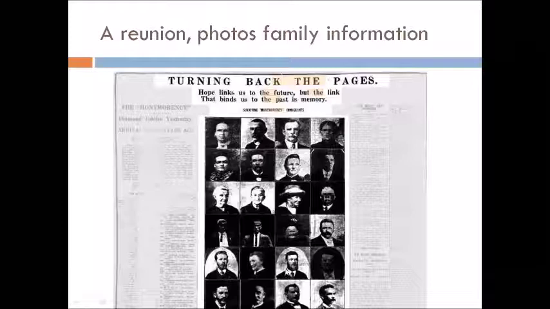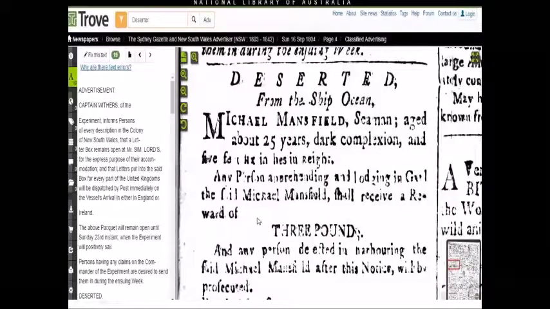I can't tell you, I did the happy dance in the kitchen when I found those 2 photos to see what they look like. Then you've got ship deserters. So here's Michael. He's a seaman. He's 25. He's got a dark complexion. There's a £3 reward for him, and anyone who's harbouring him and fails to hand him in is going to get fined. So that's handy if your person's gone missing. And it tells me the ship's name is Ocean.